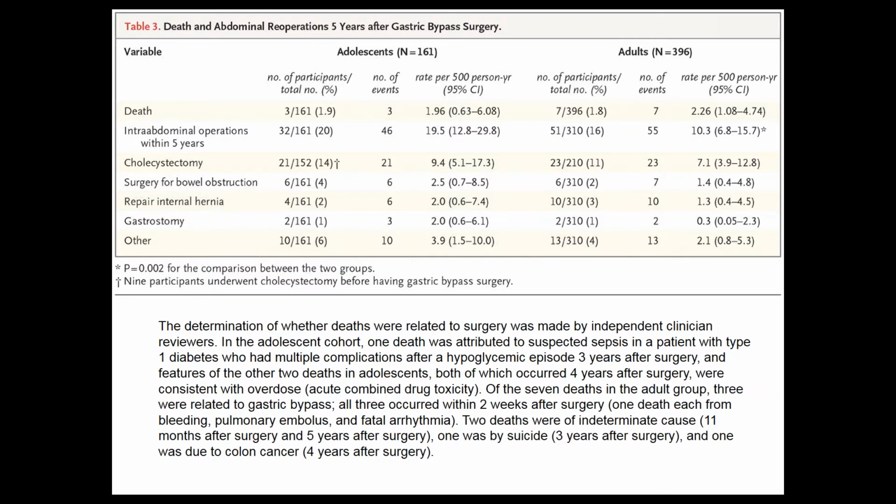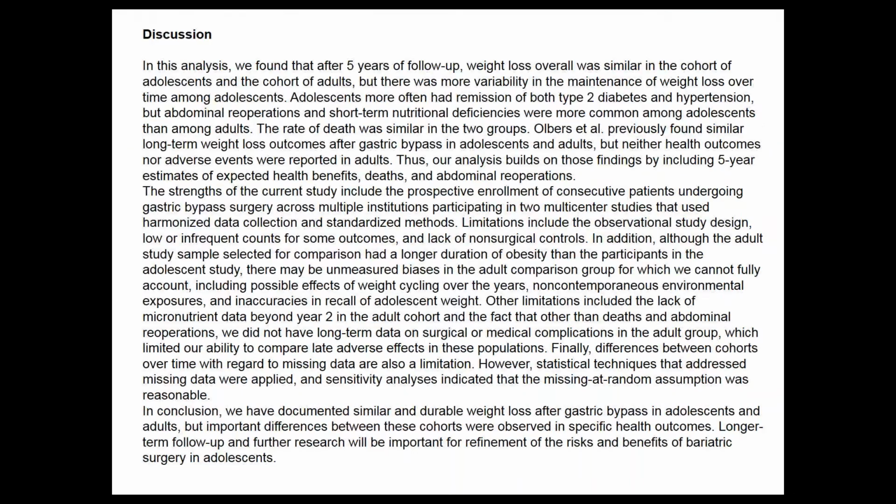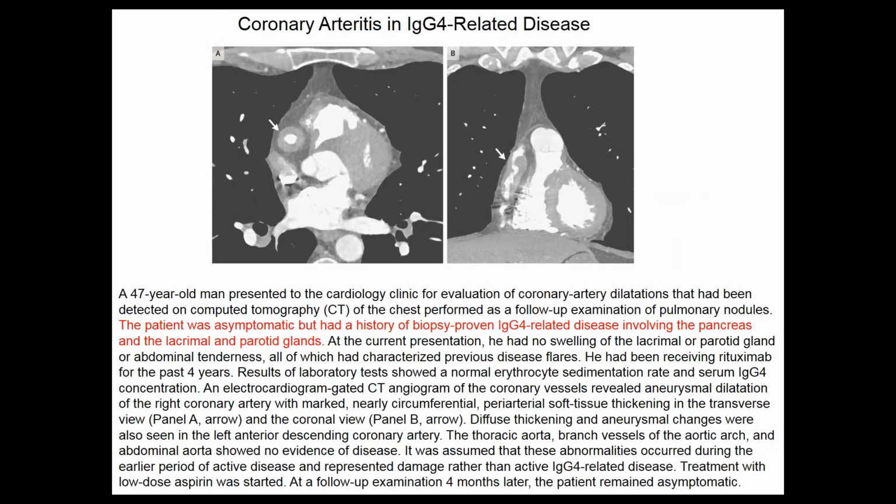And the risk of death, intra-abdominal operations, cholecystectomy for gallbladder disease, etc., was similar in the two groups. So similar and durable weight loss, but not normalization of obesity, was observed in adolescents and in adults, and the adolescents had a greater chance of having a remission from their other problems.